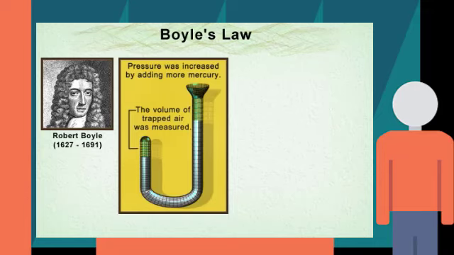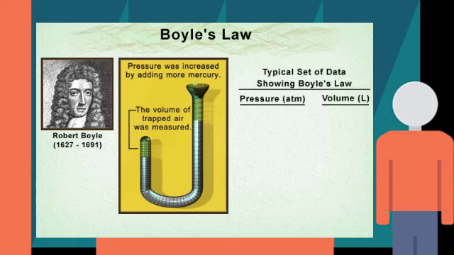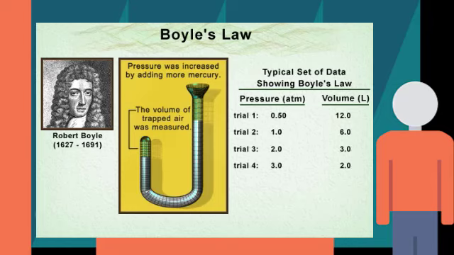In the 17th century, Robert Boyle, an Irish chemist, studied the relationship between pressure and volume in gases. In his experiments, he used a J-shaped tube to measure the volume of trapped gases at different pressures. His results were similar to the data shown on your screen. As you can see, when the pressure increases, the volume decreases. The opposite is also true. When the pressure decreases, the volume increases.